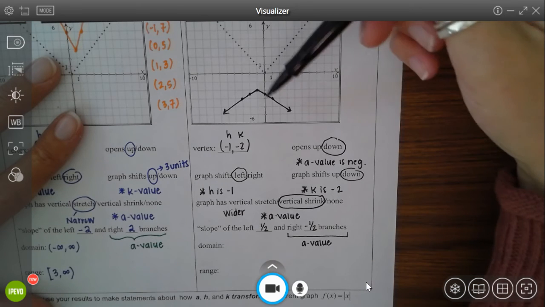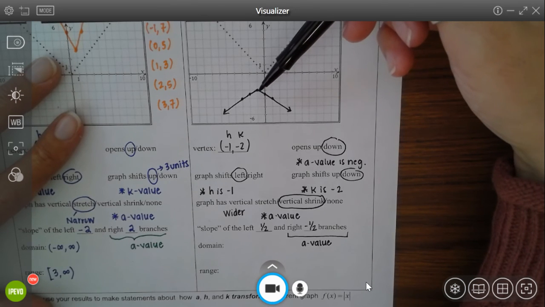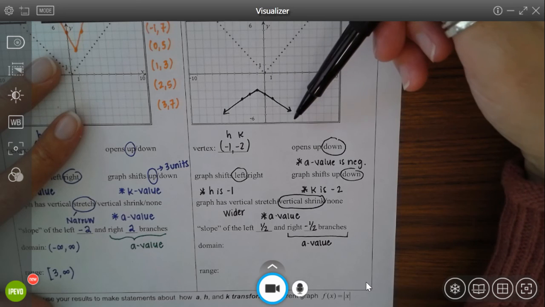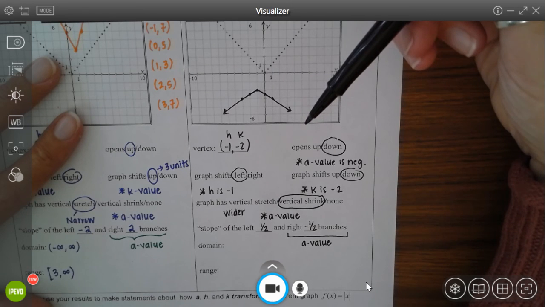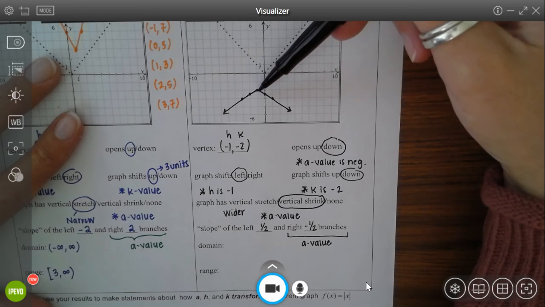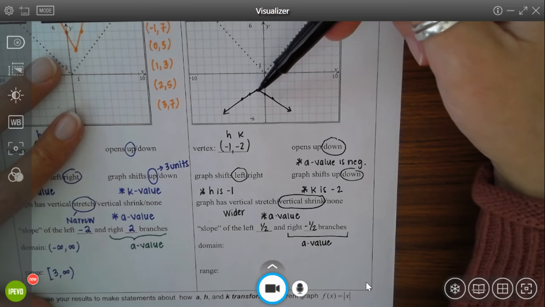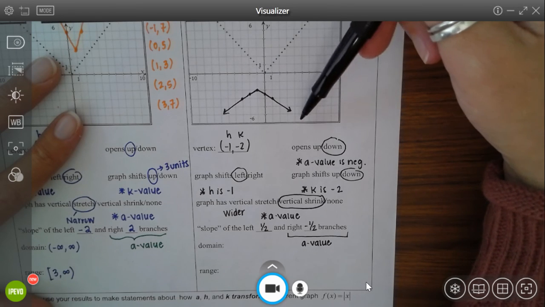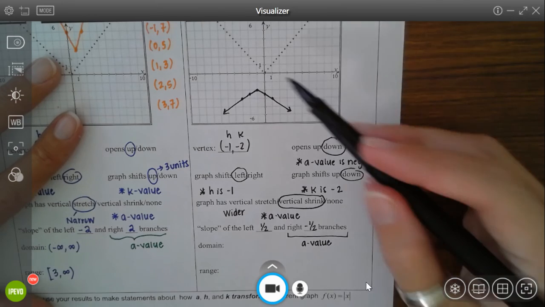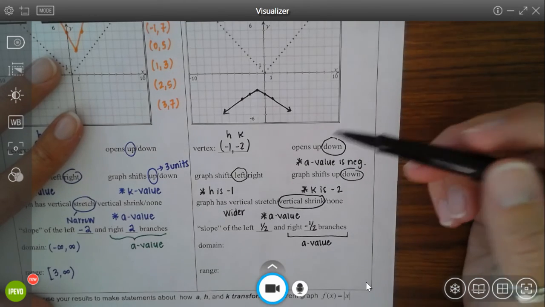And this slope of the right branch should always be your a value. And the slope of the right branch is a little bit different than the ones that we talked about in class. The slope of the right branch is negative. Before, our slope of our right branch was positive. Like I said, it's going to depend on which way your graph is facing. If your graph is facing down, your slope of your right branch is going to be negative. If your graph is facing up, the slope of your right branch is going to be positive.